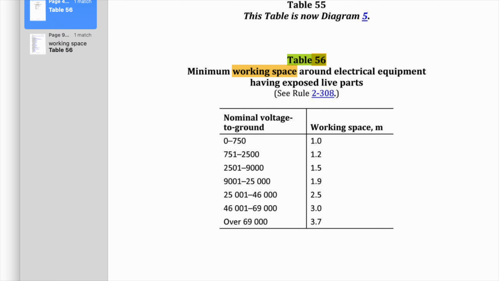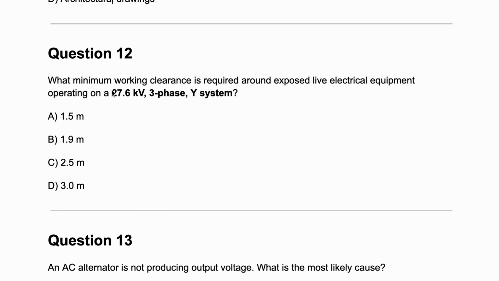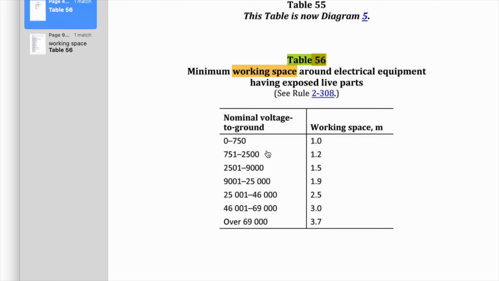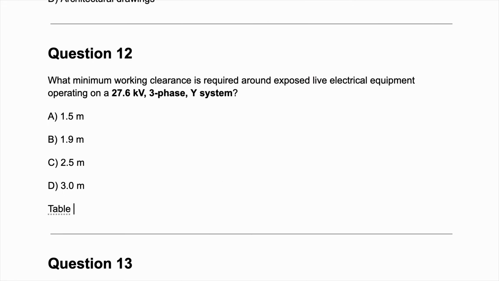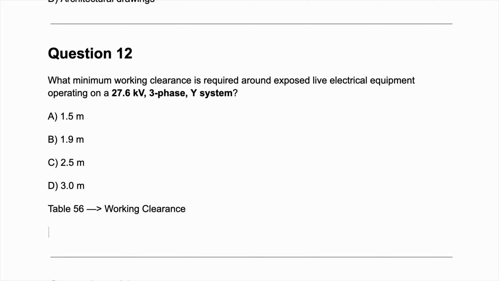Okay, so let's go to the question. This question: 27.6 kilovolt three-phase Y system. This is a Y system, 27.6 kilovolt three-phase. In this table, Table 56, let me write it, what is this about? It's about working clearance.